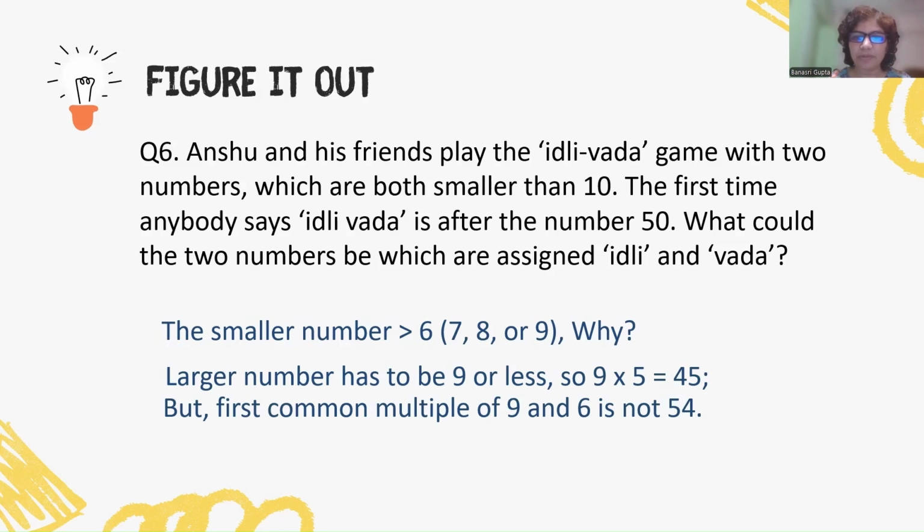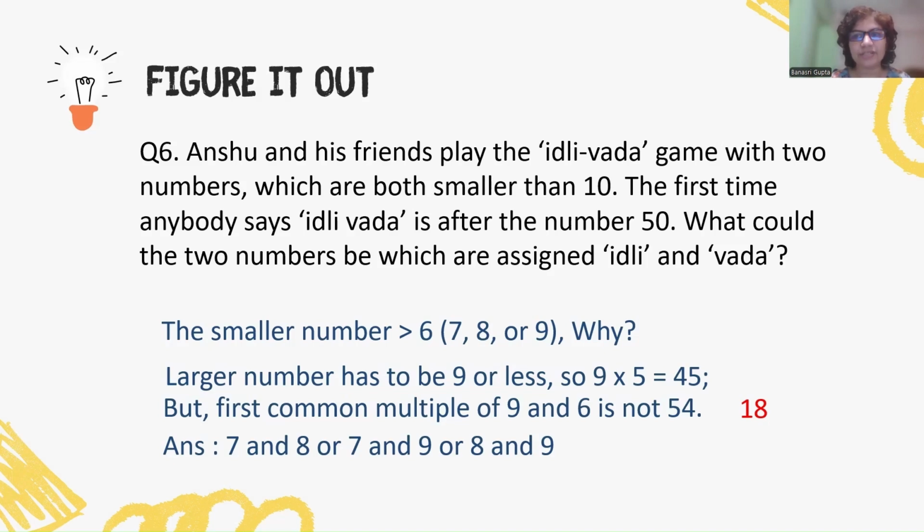But the first common multiple of 9 and 6 is not 54. It's not a direct multiple, because they share a common factor 3. So the first common multiple is 18. That is also not satisfying the condition that the Idli Vada number should be after 50. So the smaller number has to be greater than 6. So it can be either 7 or 8.